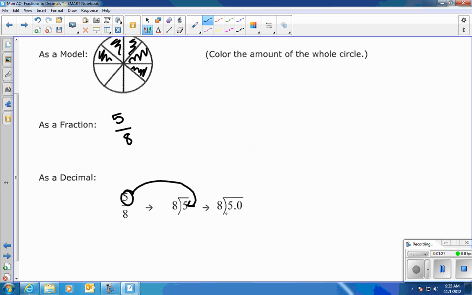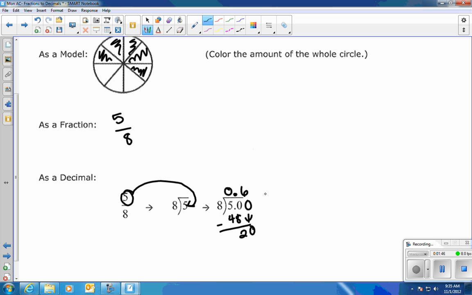So then it's just a division problem. 8 does not go into 5, so I'm going to put a 0 there and bring up my decimal. 8 goes into 50 6 times. 8 times 6 is 48. And then you have 2 left over. You have to add another 0 and drop it down because we still have a remainder.